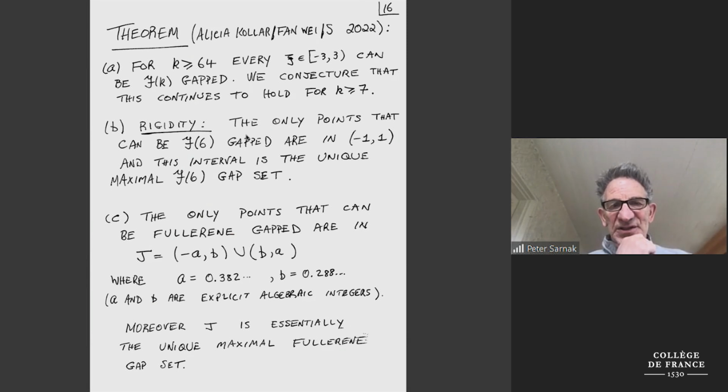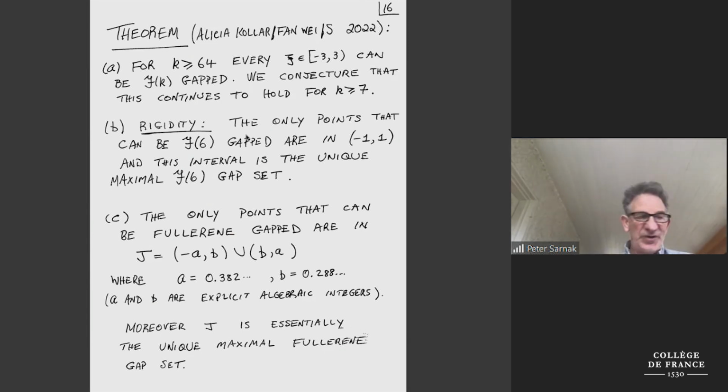These are the Thurston case. So if you have at most 6 sides per face, then rigidity sets in a major way. The only interval that can be gapped there is any subinterval of [-1, 1]. So there's a unique maximal gap interval. So this is a complete description of what you can gap. The only gap sets you can make are open subsets of [-1, 1], period. That's the biggest. [-1, 1] is a unique maximal gap interval.